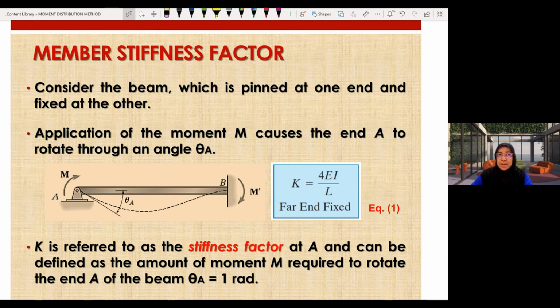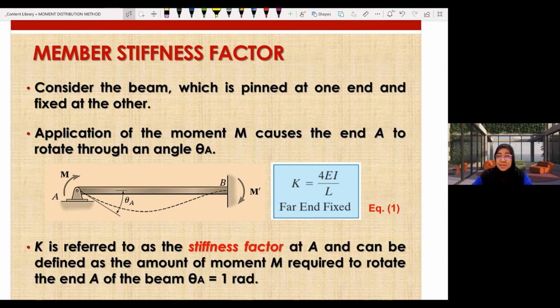For the stiffness factor, there are two formulas that we normally consider, based on the far end condition. Let's look at the notes first. When we talk about stiffness, it refers to the member. For member AB, for example, it has only one value, K for AB, or K1. So whether it is AB or BA, it is the same.